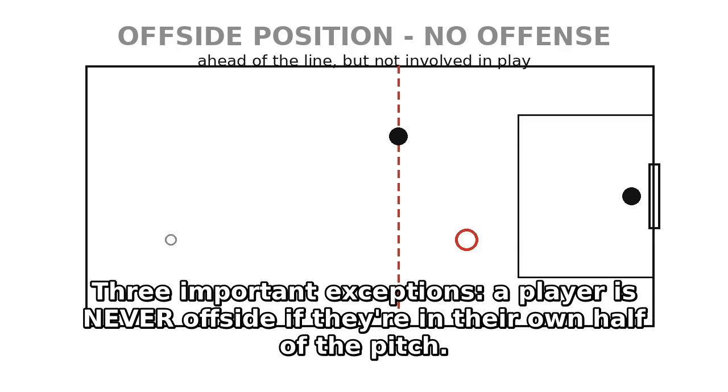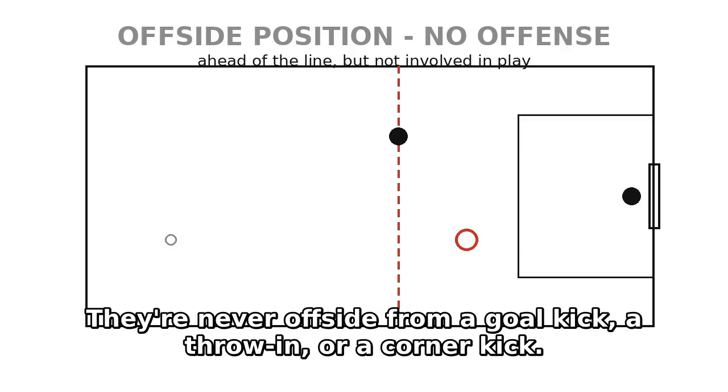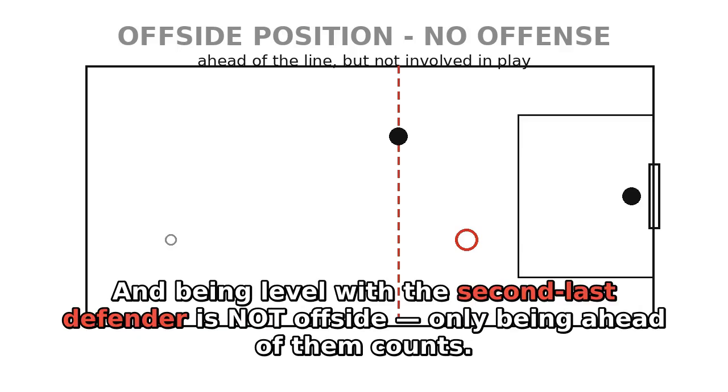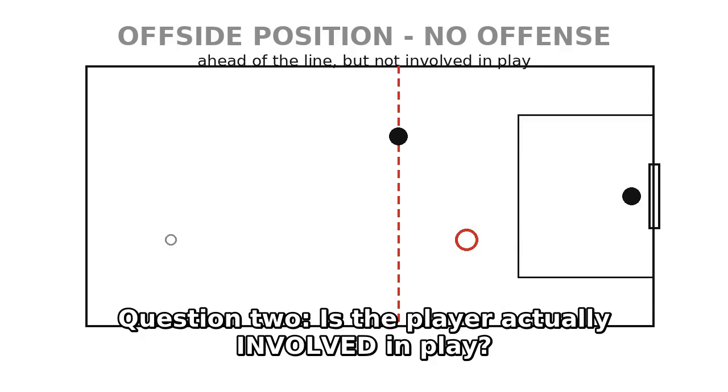3 important exceptions. A player is never offside if they're in their own half of the pitch. They're never offside from a goal kick, a throw-in, or a corner kick. And being level with the second last defender is not offside. Only being ahead of them counts.